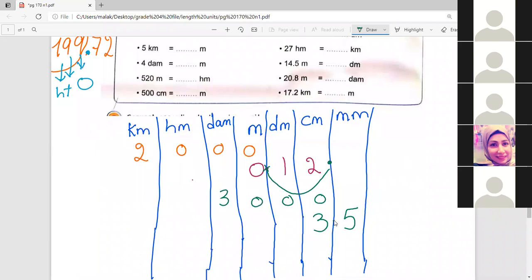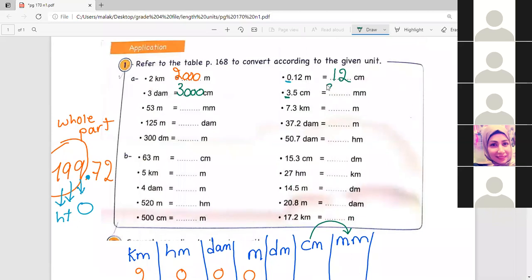We copy the point on the vertical line, in the middle. What shall I do? Convert to millimeter. We are in centimeter. So how many steps do we need to move? One step. So we move the point one step. But teacher, when we move it, it will be in front of 5? Yes. So the answer will be? 35. That's it. Bravo, Amal.